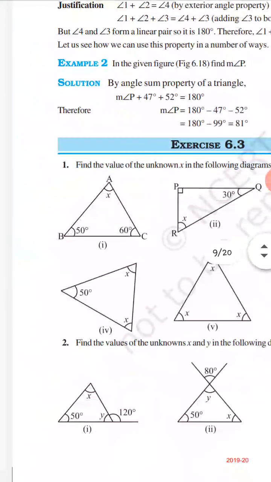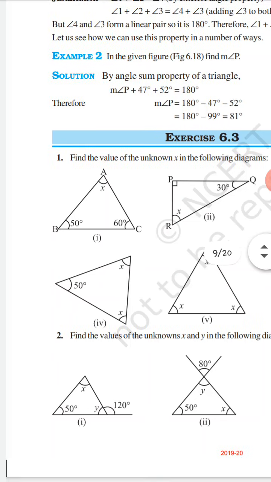So what you have learned is that the sum of the three angles of a triangle is 180 degrees. If two angles are given, we can find the value of the third angle by just subtracting from 180 the sum of the two given angles. The third angle can be found out.